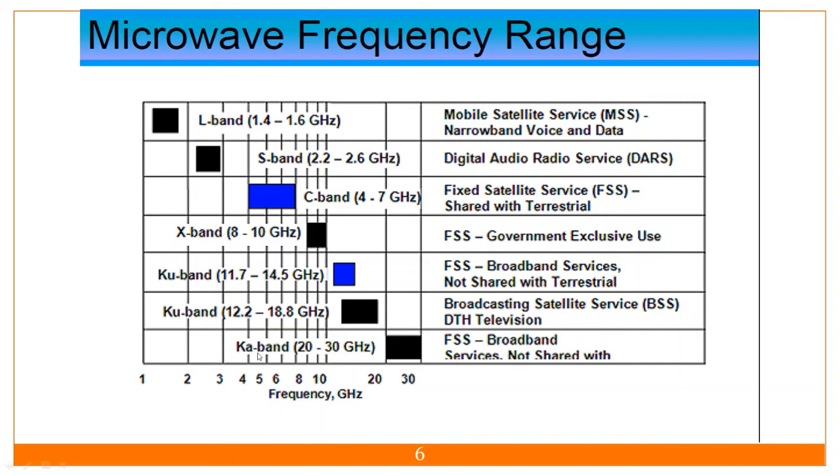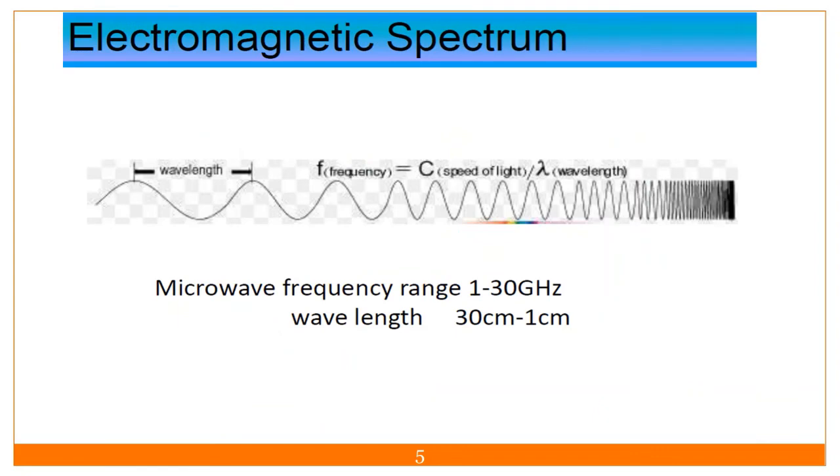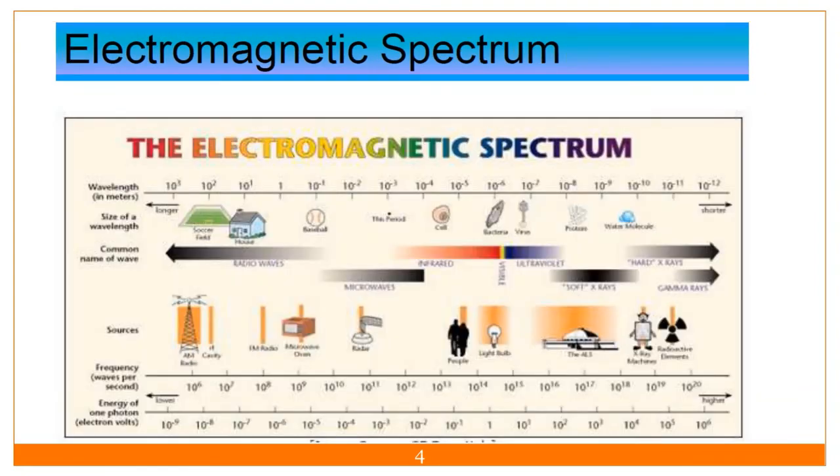Then the Ka band is in between 20 to 30 gigahertz. That is the broadband service not shared with the terrestrial. Okay, so we have seen the frequency spectrum in detail: the energy and wavelength. Microwave exists in between 1 gigahertz to 30 gigahertz. In between this, our microwave frequencies exist.